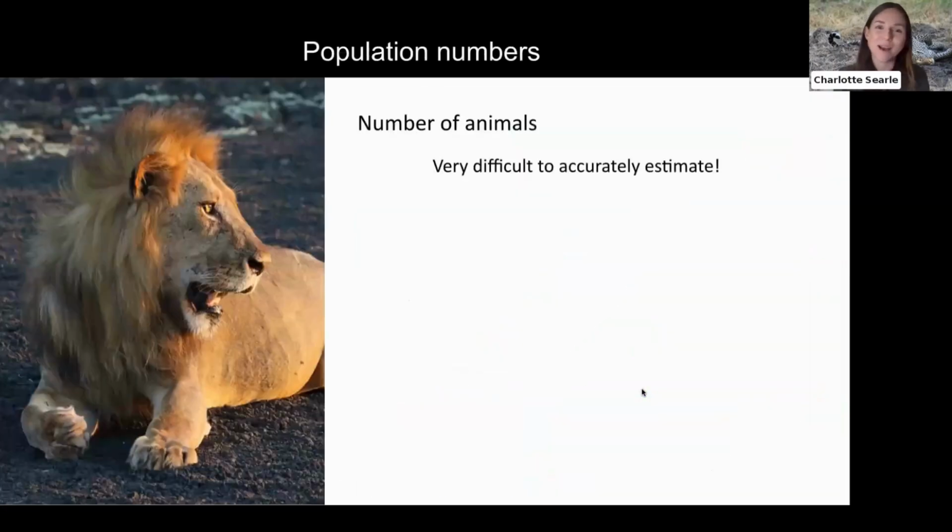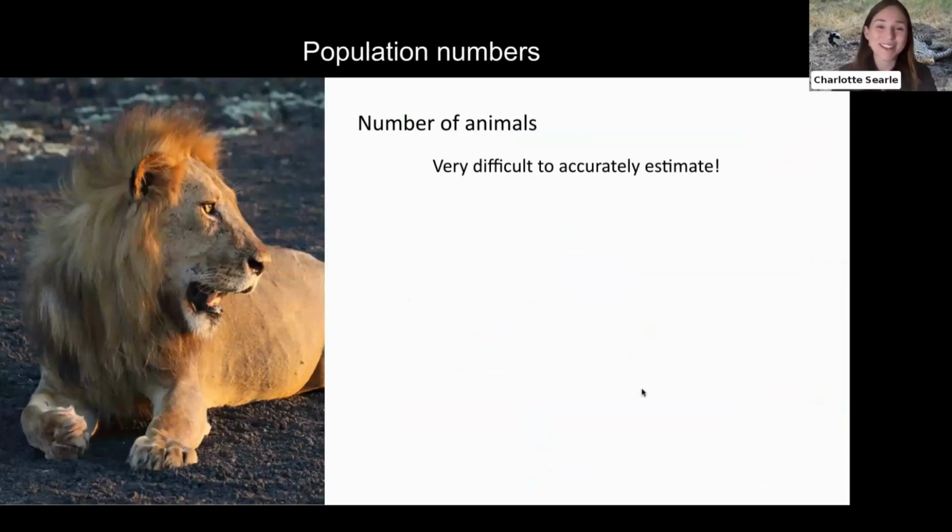Okay, you mentioned population numbers, density, and distribution. What do these different things tell us, Charlotte? So population numbers, people are often really, really interested in population numbers. Like, how many lions do you have in Tanzania is a very big question.